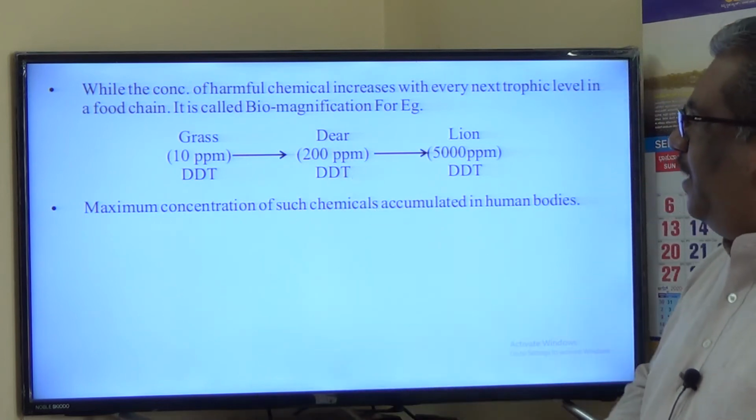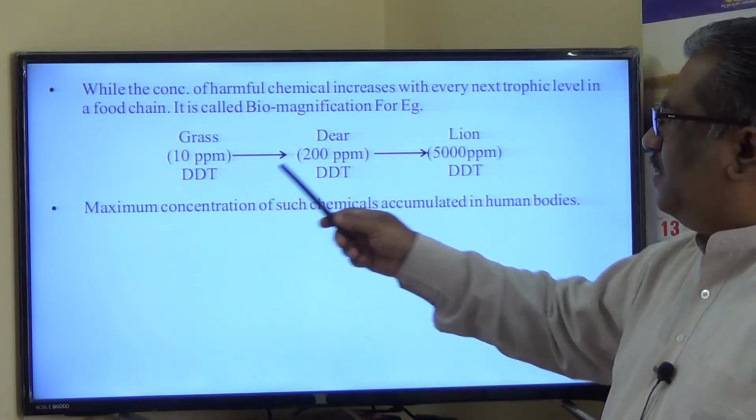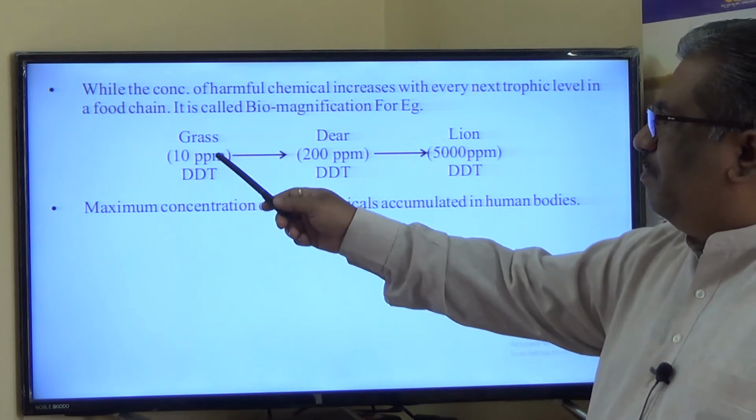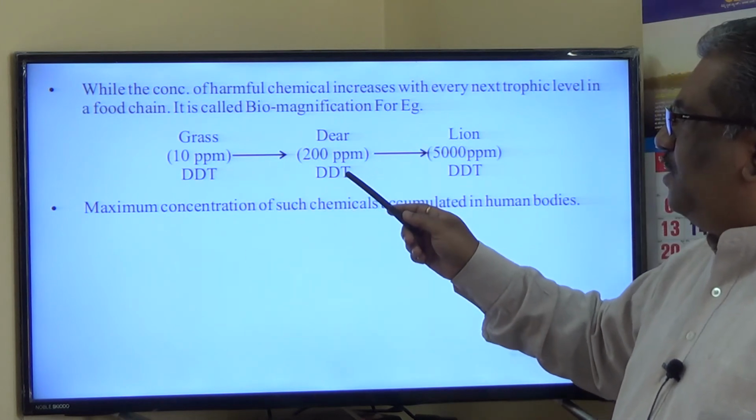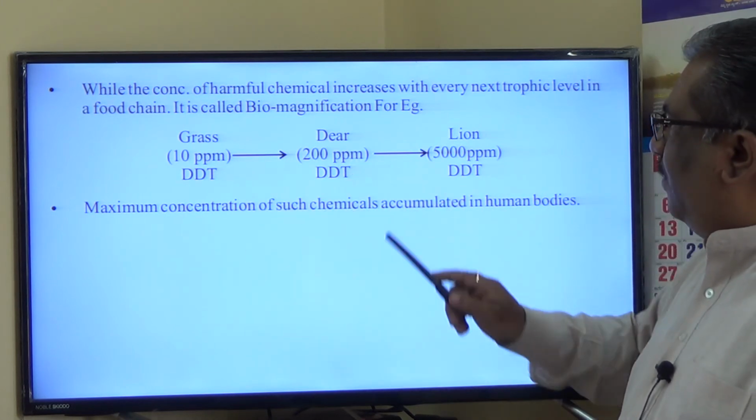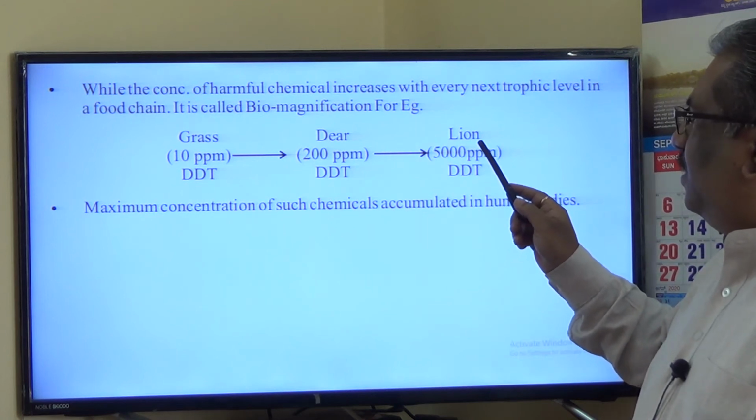One example we'll take here: grass, deer and lion. Producers, primary consumer, that is herbivores, secondary consumer, that is carnivores.